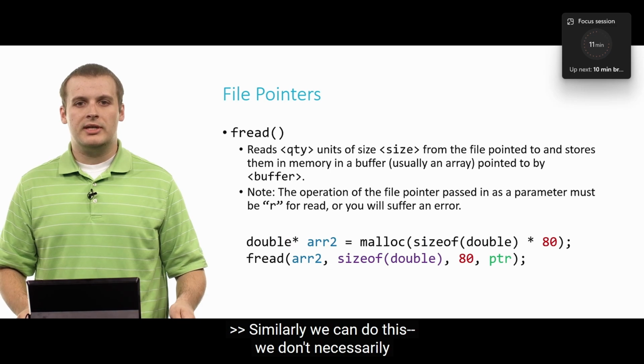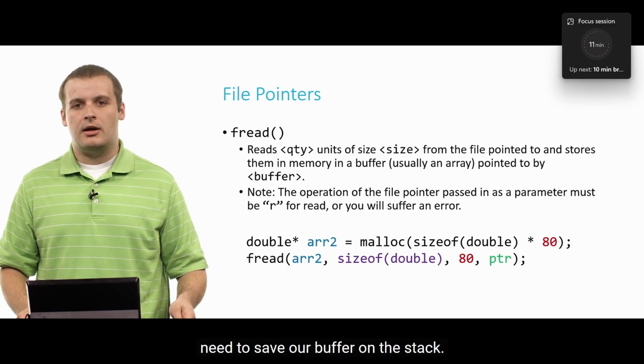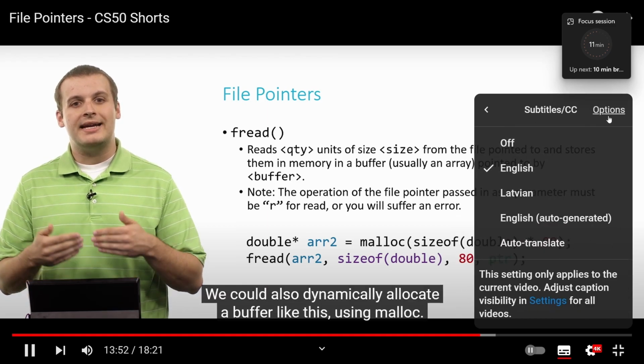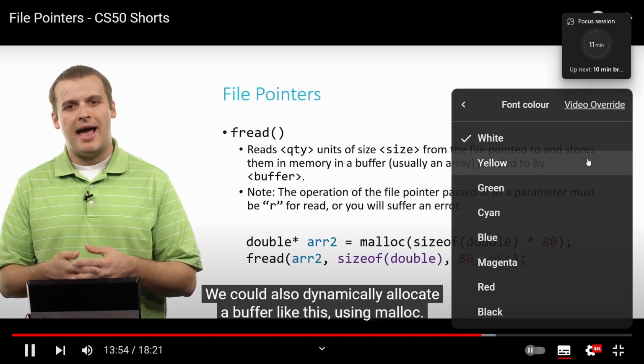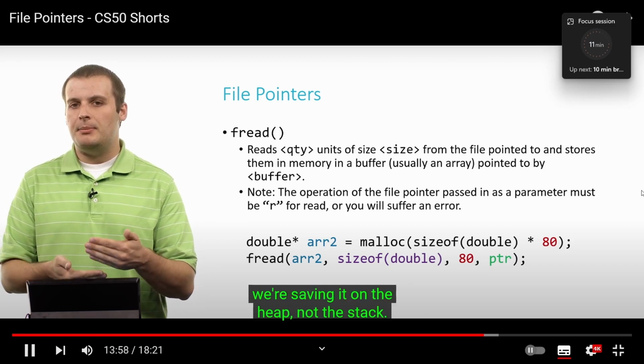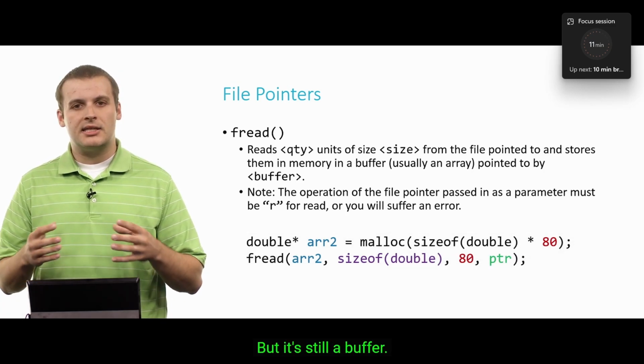Similarly, we can do this. We don't necessarily need to save our buffer on the stack. We could also dynamically allocate a buffer like this using malloc. Remember, when we dynamically allocate memory, we're saving it on the heap, not the stack. But it's still a buffer.